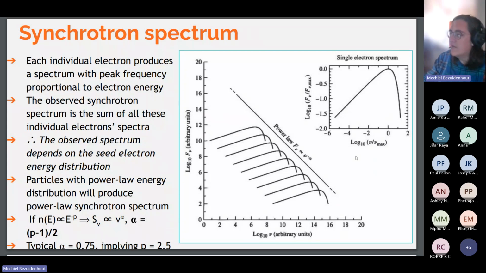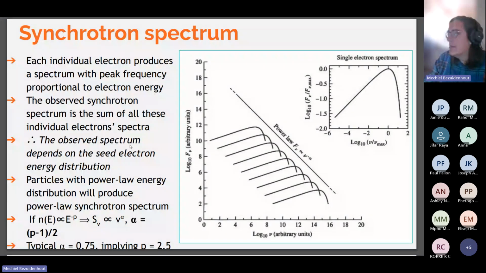But then we have a whole population of these electrons, and each one will have a different speed. So if we look at the main plot here, you can see that there are lots of these peaked synchrotron spectra, each from an individual electron, where the peak frequency depends on the electron's energy. And when you put all of these together, the observed spectrum is the sum of these individual electron spectra, and that observed spectrum depends on the energy distribution of the electrons.